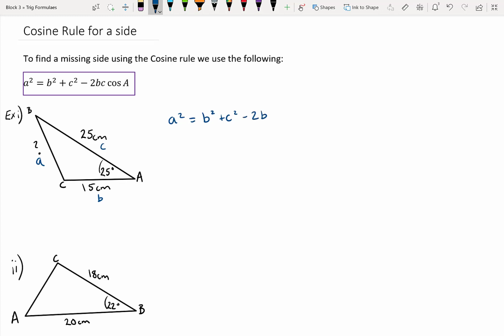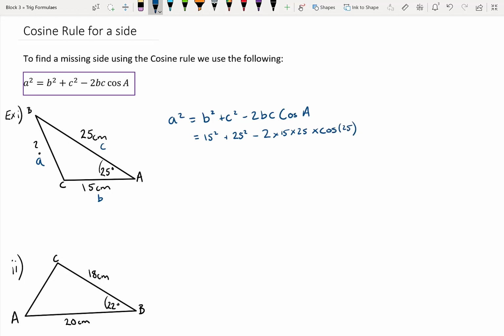So we're going to do a squared is equal to b squared plus c squared minus 2bc times the cosine of the angle at A. Next, we are going to substitute in our numbers. So a squared is the thing I'm looking to find. And so I've got a side at B, so I can do 15 squared plus 25 squared minus 2 times 15 times 25 times the cosine of 25.